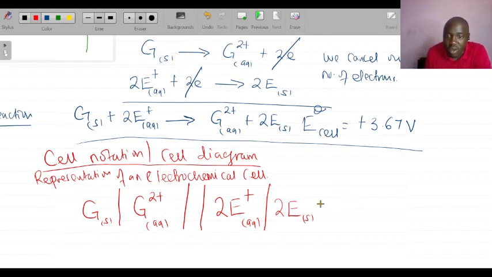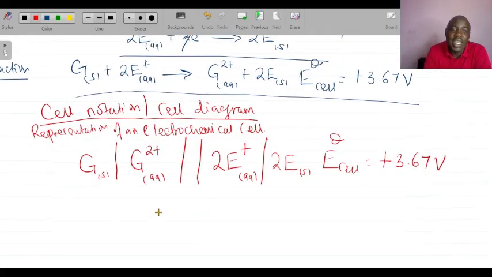Then we are going to attach our EMF, which is going to be plus 3.67 volts. Again, this becomes our cell notation, or what we can call our cell diagram. So that's a possible question that students can be asked.